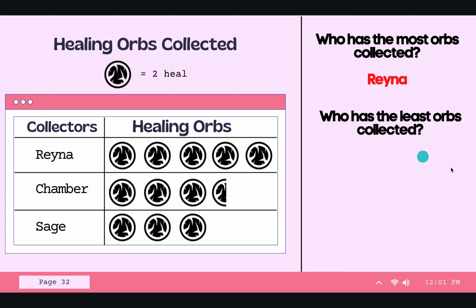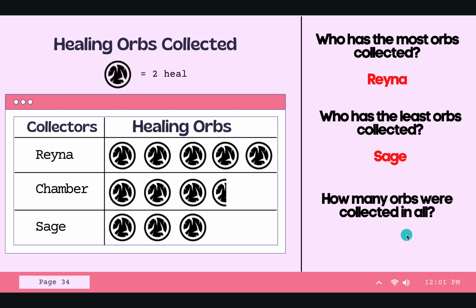Who has the least orbs collected? The least orbs collected is Sage because between Sage and Chamber, Sage is the one who has the least number of orbs collected, and that is 3 orbs only.